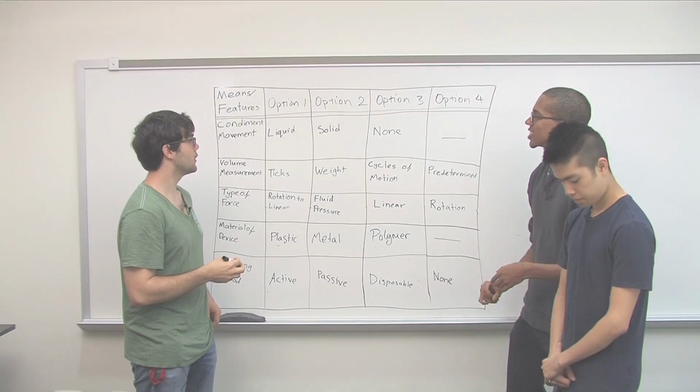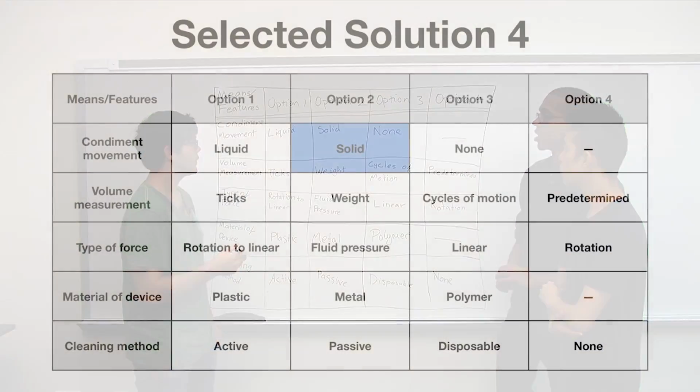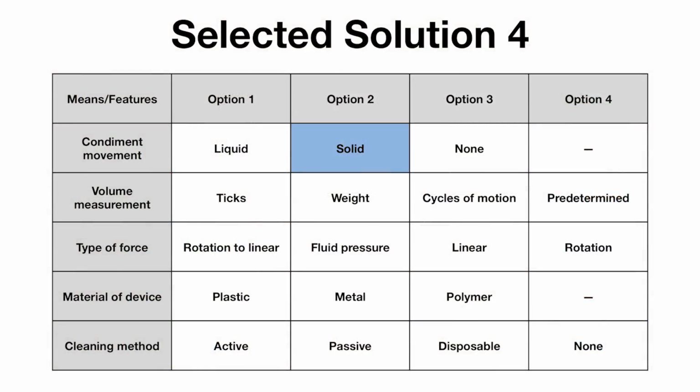Yes. So I was thinking of something that would have solid condiment movement. We could measure it out by cycles of motion. It would probably have a rotation to linear type of force, and then maybe made out of metal, and then with an active cleaning method.